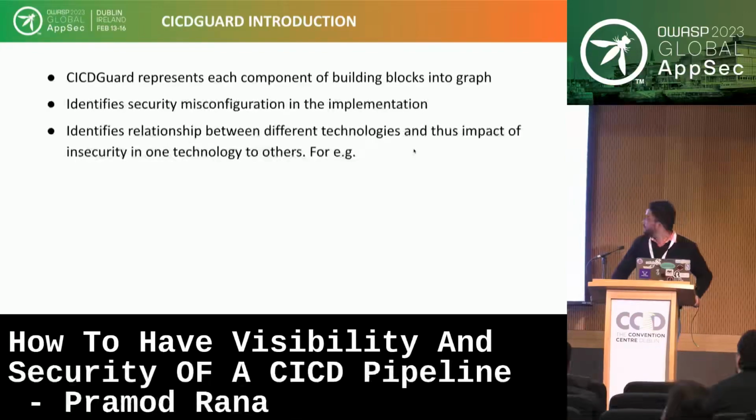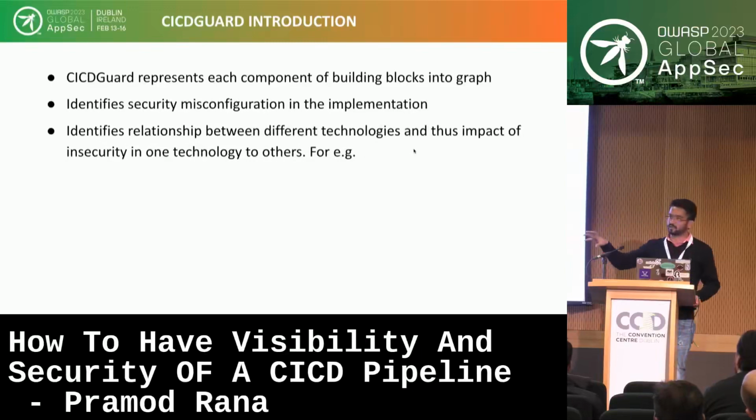And the third aspect, which I think is the most important in the context of CICD Guard, is that it tries to identify the relationship between different technologies. In the example I mentioned, a particular repository triggers a Jenkins job. It will read the build, try to identify which repository triggered it, and then make a relationship on the graph theory level.